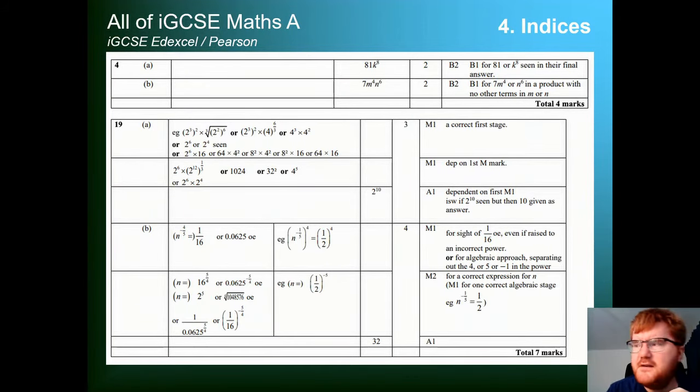So you can see the mark schemes here for the questions that we've gone through. So 81k to the power of 8, 7m to the power of 4, n to the power of 6. And you can see the different methods that they've taken actually for question 19b. But I think by raising both sides using this process here of minus 5 to the power of 4 is probably the most effective way to get to the answer.